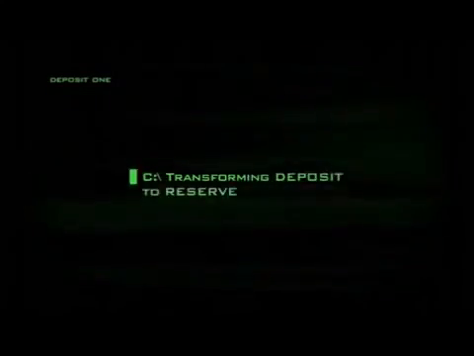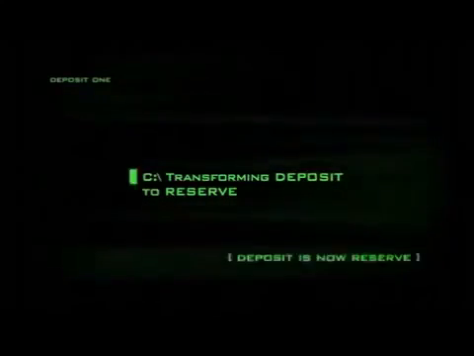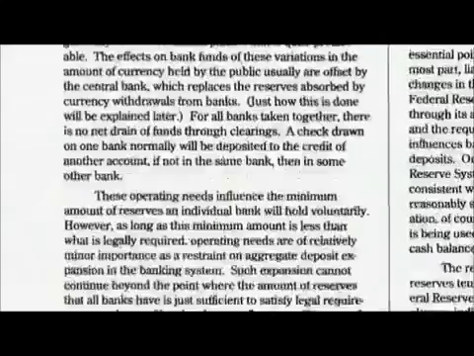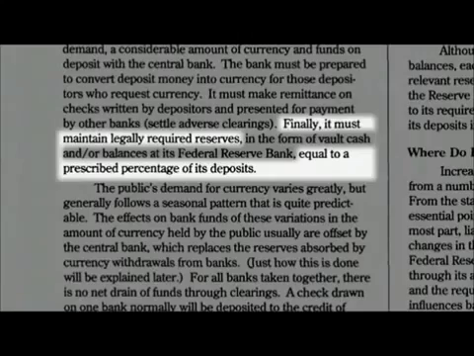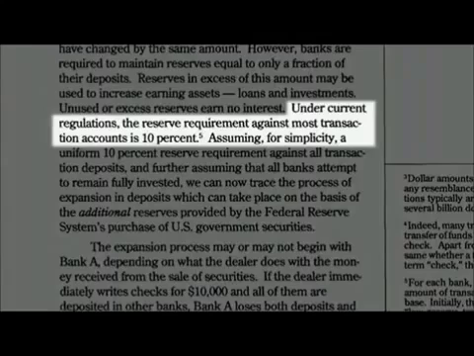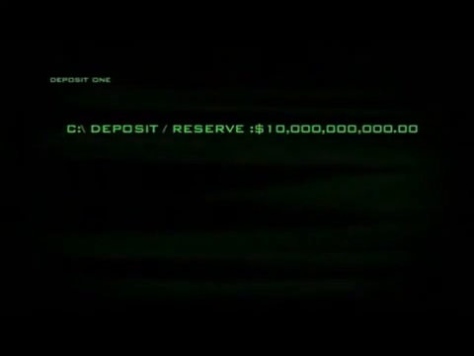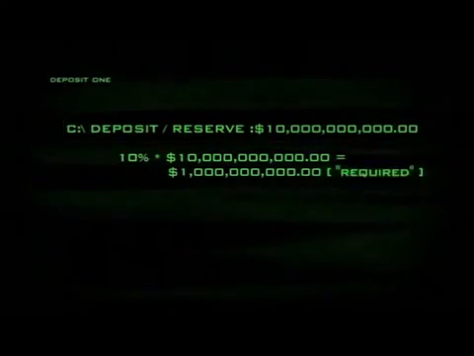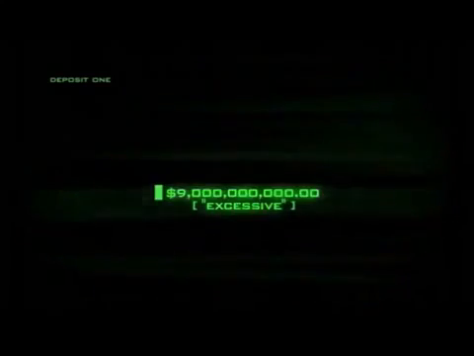For, based on the fractional reserve practice, that $10 billion deposit instantly becomes part of the bank's reserves, just as all deposits do. And regarding reserve requirements, as stated in Modern Money Mechanics, a bank must maintain legally required reserves equal to a prescribed percentage of its deposits. It then quantifies this by stating, under current regulations, the reserve requirement against most transaction accounts is 10%. This means that with a $10 billion deposit, 10% or $1 billion is held as the required reserve, while the other $9 billion is considered an excess reserve and can be used as the basis for new loans.